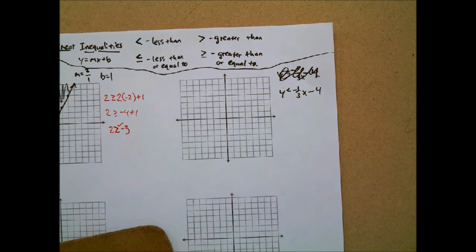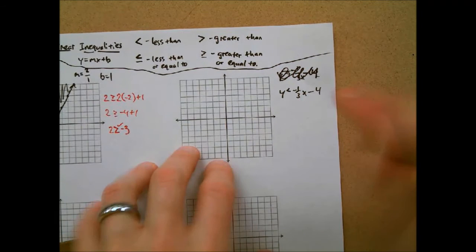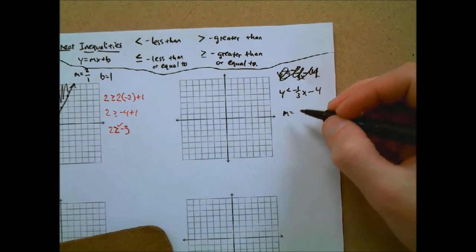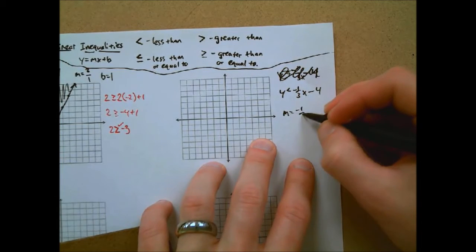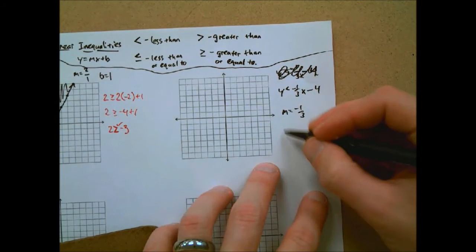Some of you guys forgot to put X's in for your quizzes yesterday, too, so be careful with that, right? We want to include the X when we're writing the inequality. All right, so Liv, what's the slope of this? -1/3, right? That's the M. It's the number with the X. What's the Y-intercept here, Liv?